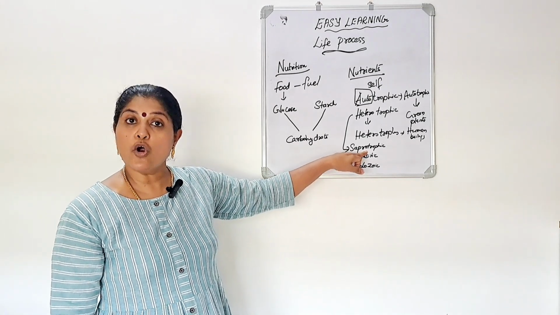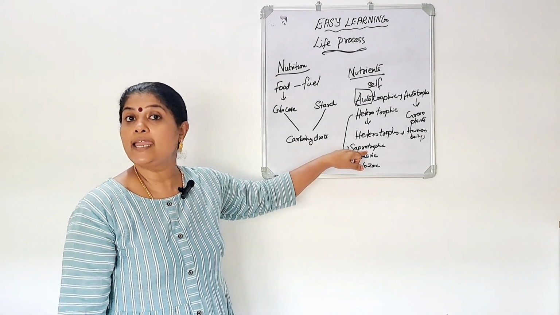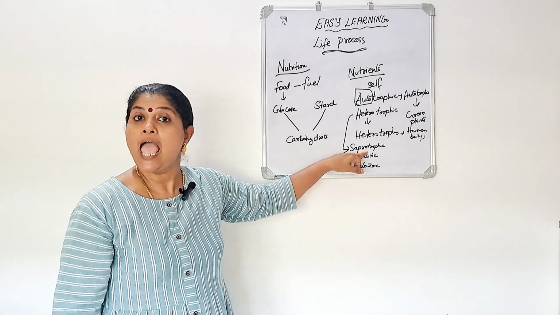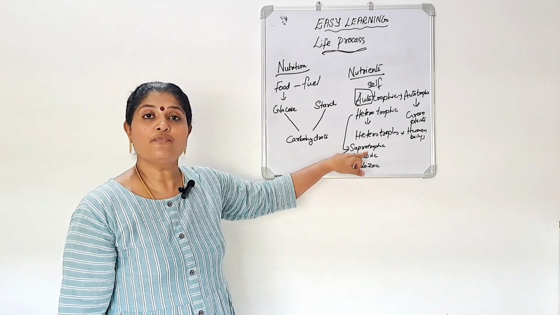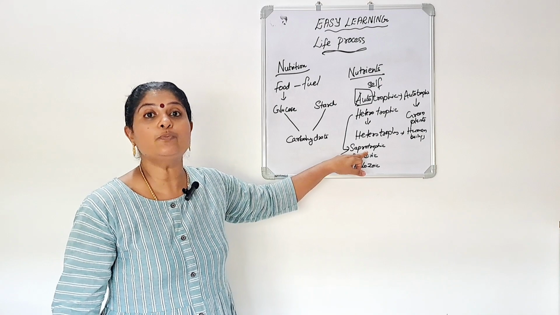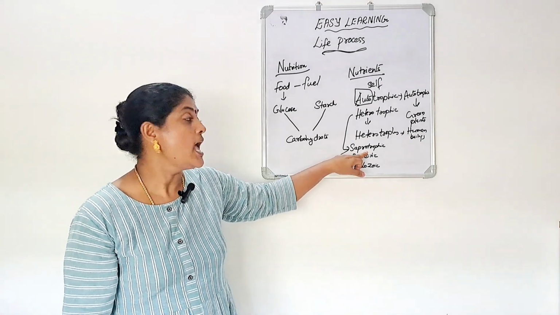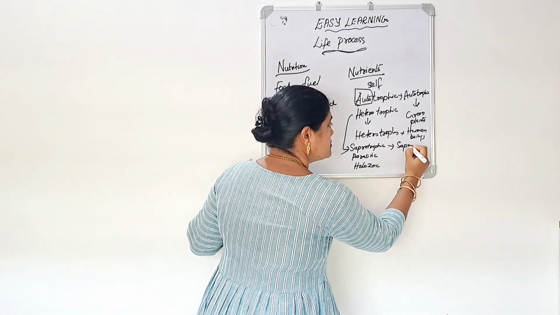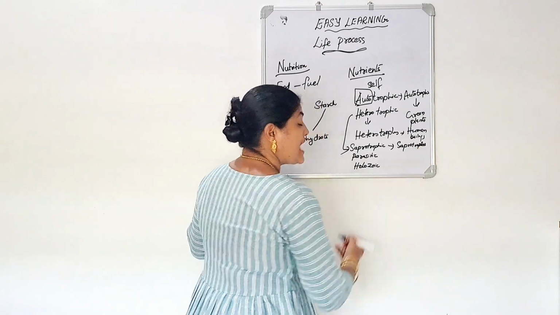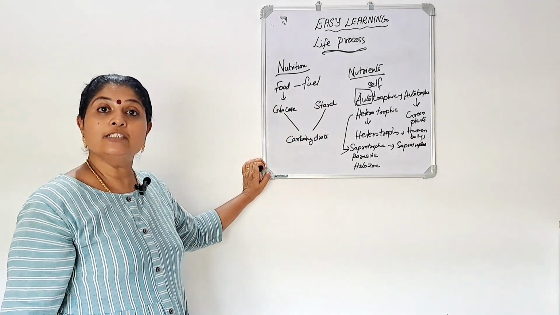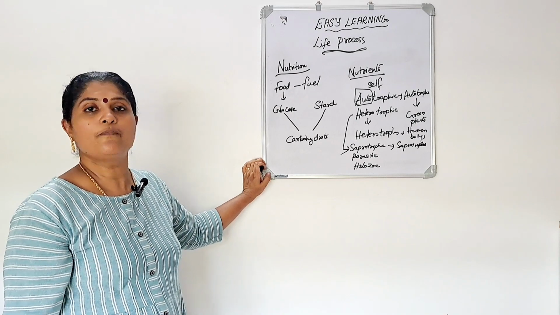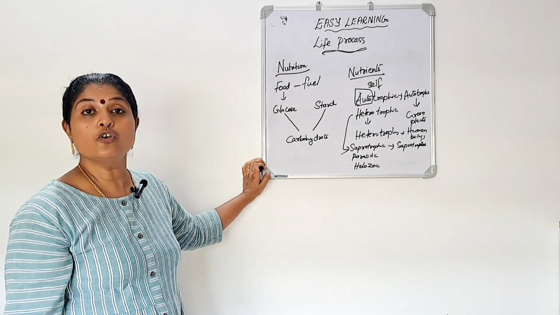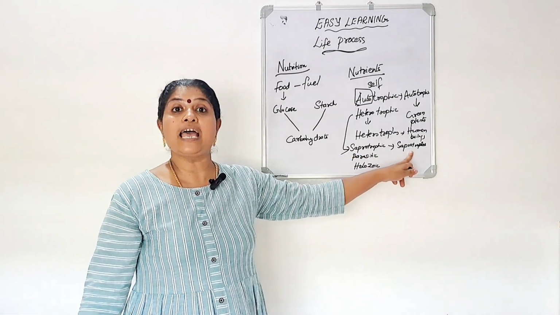Saprotrophic nutrition means the mode of nutrition in which the organism gains nutrients from the dead and decaying organic matter, that is from dead plants and animals and rotten bread, etc. So, from the dead organic matter, they are gaining the nutrients for survival. Such nutrition is known as saprotrophic nutrition, and those organisms are known as saprotrophs or saprophytes.